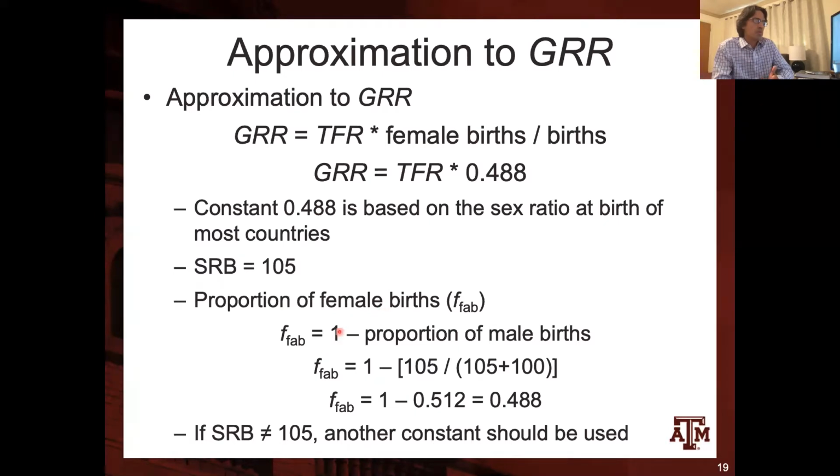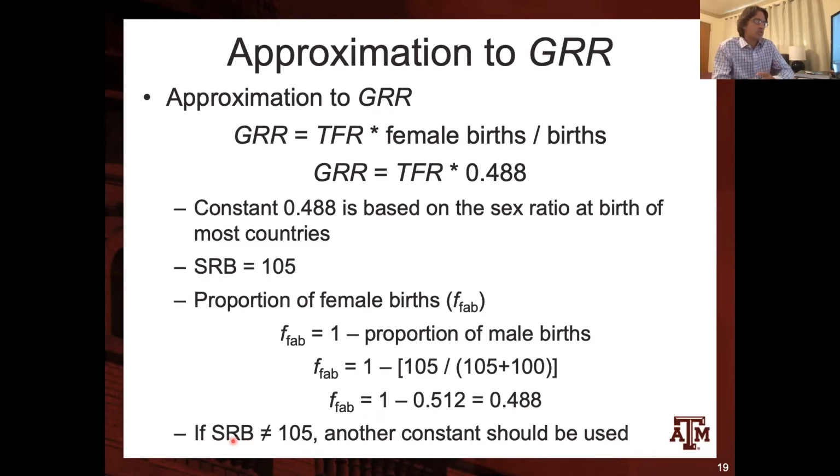The proportion of female births is pretty much 1 minus the proportion of male births. What's the proportion of male births when the sex ratio at birth is 105? You have 105 births of boys for every 100 births of baby girls. So the overall number of births in that case would be 105 boys plus 100 girls. 105 divided by 205 is exactly the proportion of male births in a society with a sex ratio at birth of 105, the biological norm. So if you have 51% male births, 1 minus 0.51 gives a proportion of female births equal to 0.488, in other words, 48.8%.